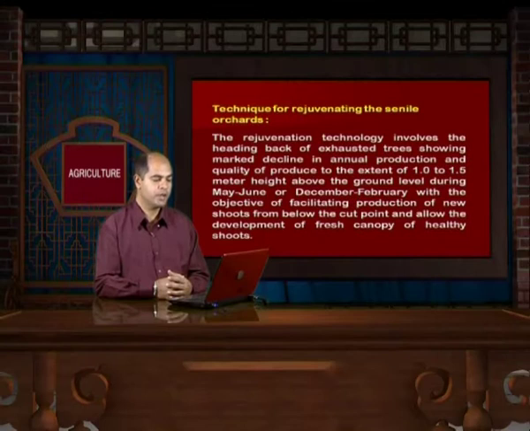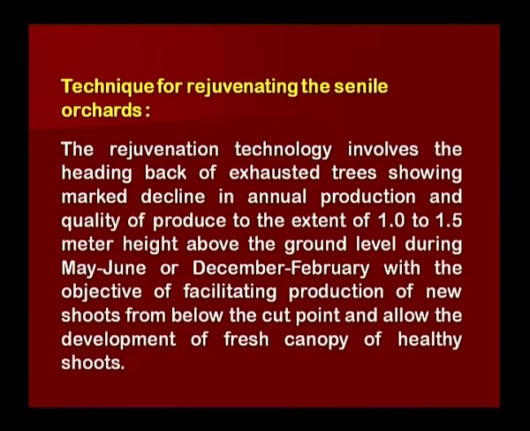Technique for rejuvenating the senile orchards. The rejuvenation technology involves the heading back of exhausted trees, showing marked decline in annual production and quality of produce, to the extent of 1 to 1.5 meter height above the ground level during May-June or December-February, with the objective of facilitating production of new shoots from below the cut point and allow the development of fresh canopy of healthy shoots.